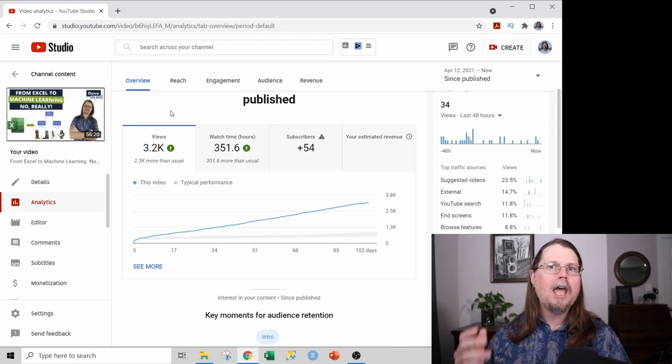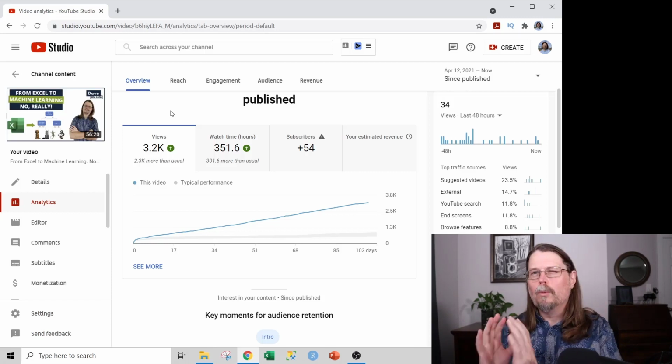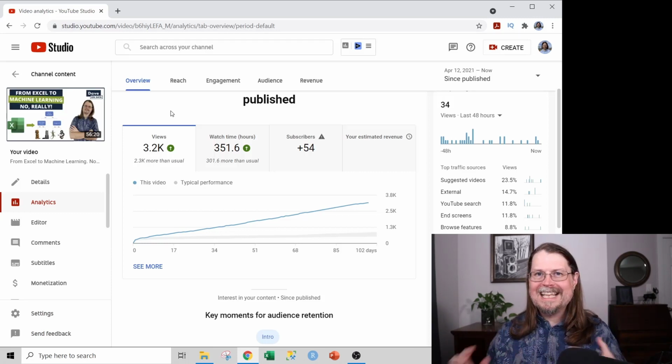This is real data at the time of this recording. But the data is not really what's important. What's really important is the dashboard itself. Notice what's going on here.